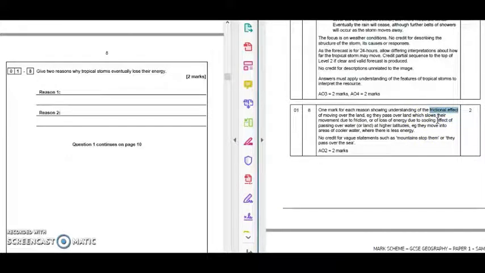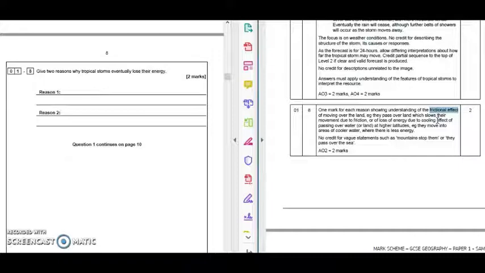So the key sort of phrase here is if the water is cooler, there is going to be less rapid evaporation. That is where the water is heated up and turns to water vapor, and the water in the air starts to rise. That is going to happen slower. So include the idea that water is colder, so then there is less rapid evaporation.